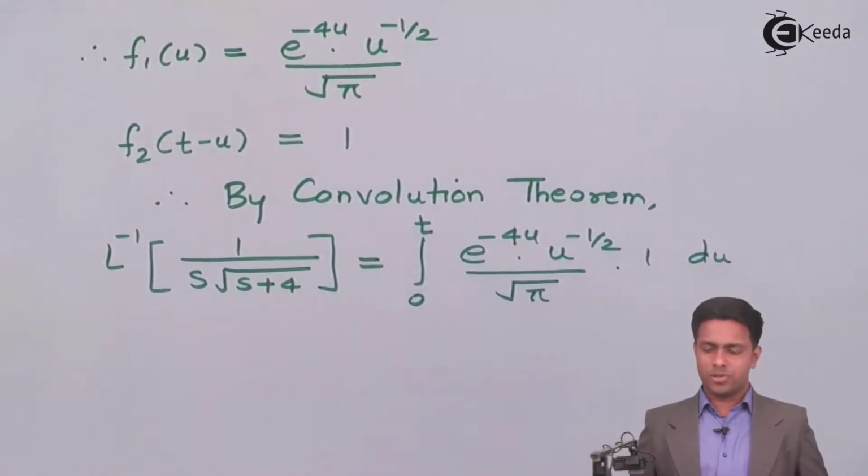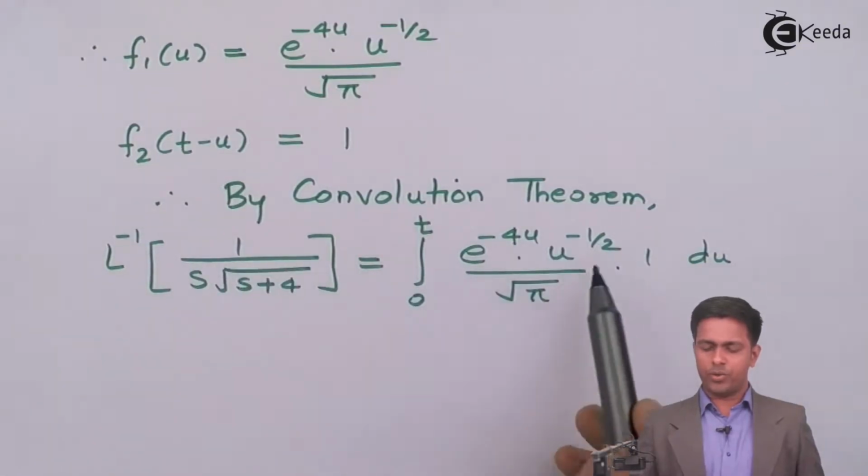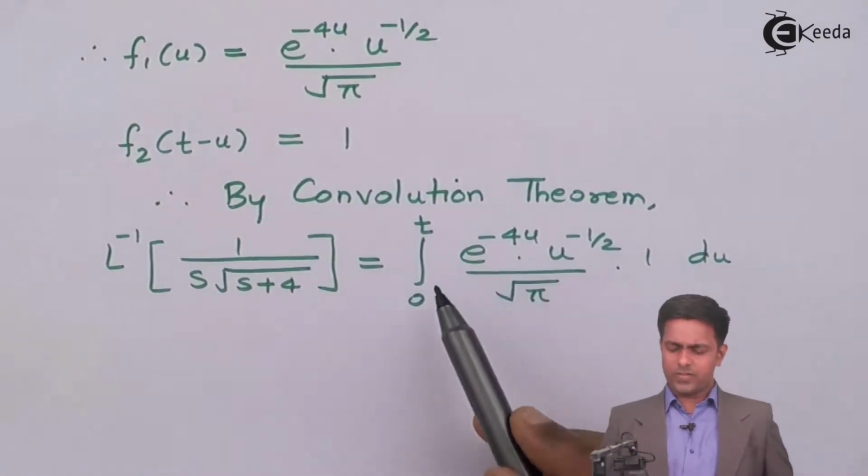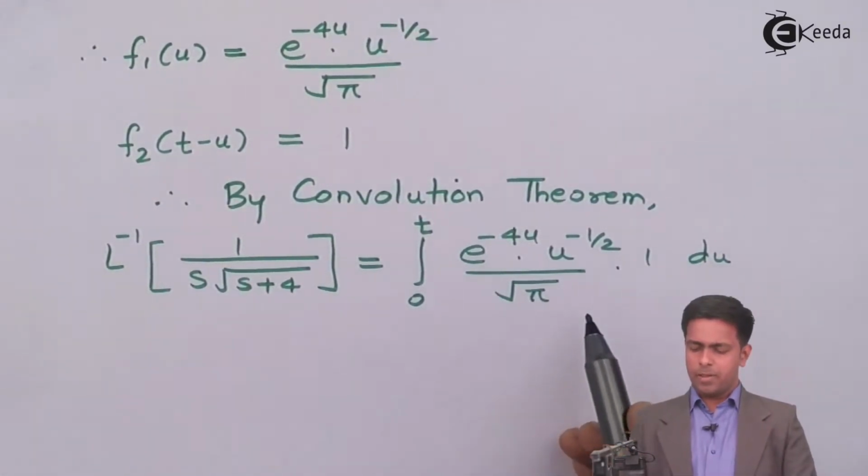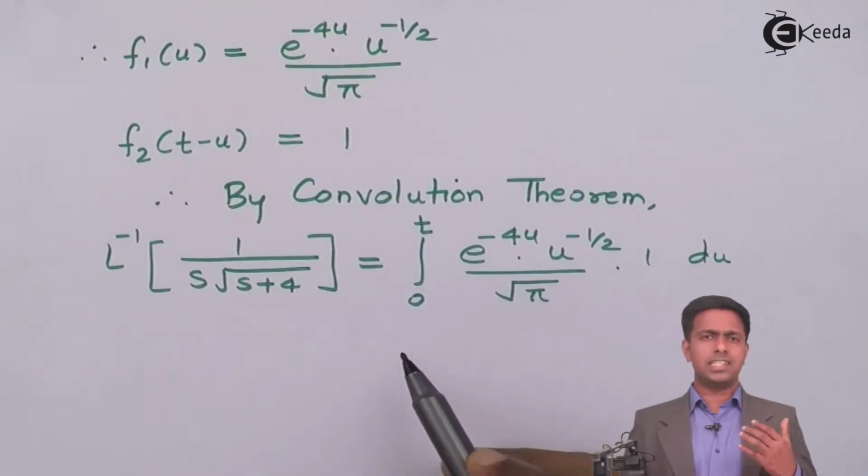So guys, here I have substituted the value of f1 of u and f2 of t minus u. Now let's find out the integration of this function. So here I can take 1 upon root pi outside since it is a constant.